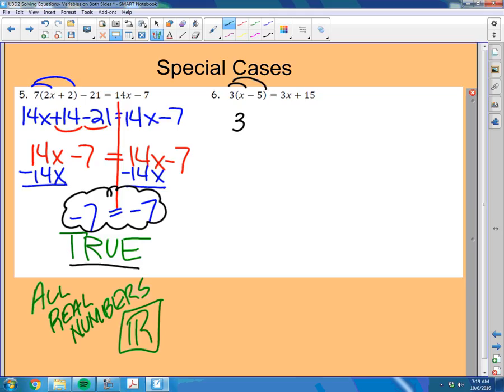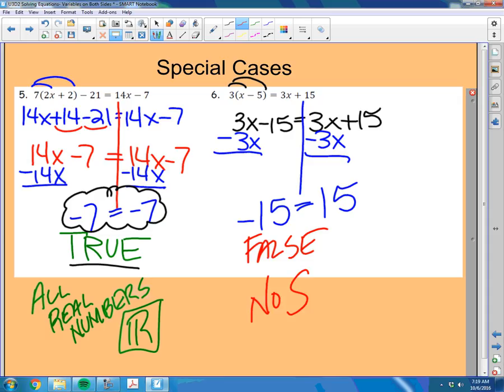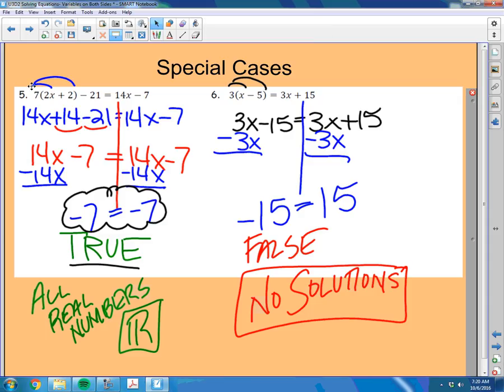We distribute again. We end up with 3x minus 15 equals 3x plus 15. Again, we draw our line. We move our variable term first. Now again, the variable terms end up going away, leaving us with this sentence. Negative 15 equals positive 15. That is not a true statement. Guys, negative 15 does not equal positive 15. When it is a false statement, the answer is that there are no solutions for x. There is not a single value for x that will make that sentence true.